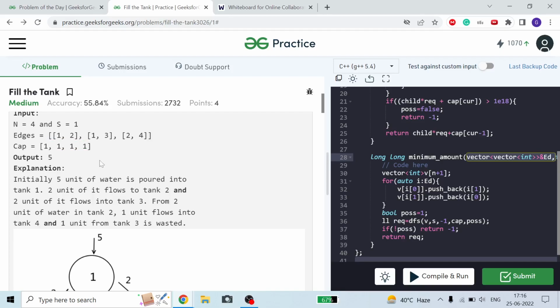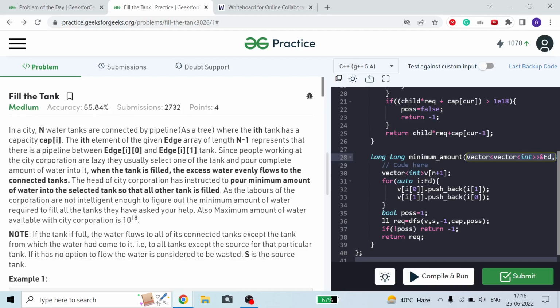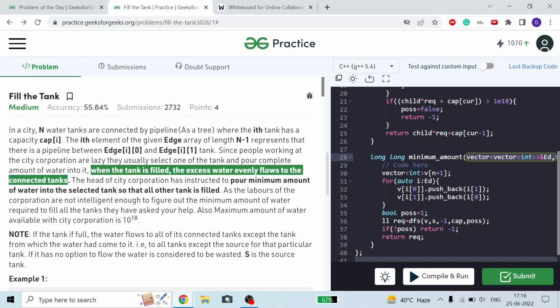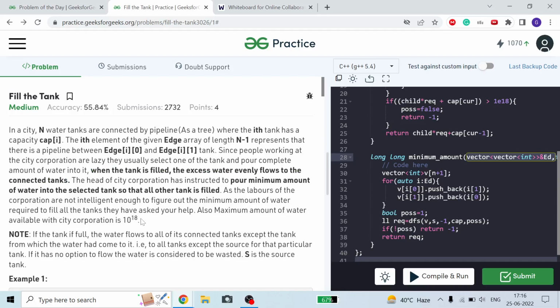Like here, when the tank is filled, meaning the ith node is filled, it contains cap[i] amount of water, and the excess amount of water evenly flows to the connected tanks. If there are no connected tanks, it will just be wasted. And the total amount of water given to us is 10 raised to the power 18.